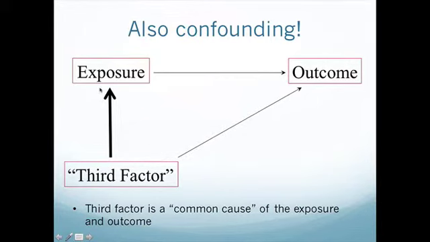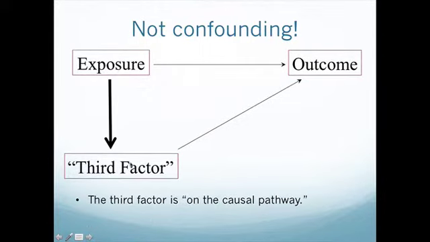Okay, so this is also a situation where there's confounding. It may be that the third factor leads to the exposure and then leads to the outcome. And so what happens when you try to look at the relationship between the exposure and the outcome, the true association is masked by the presence of this third factor, which is a common cause of both of these things. And we'll go through some specific examples. Now here's a case where this is not confounding.